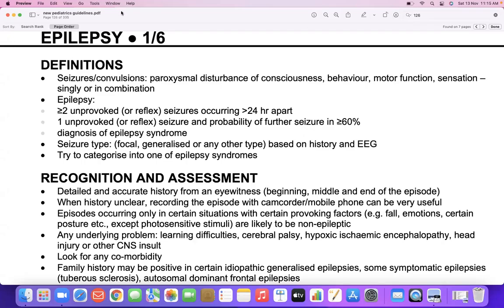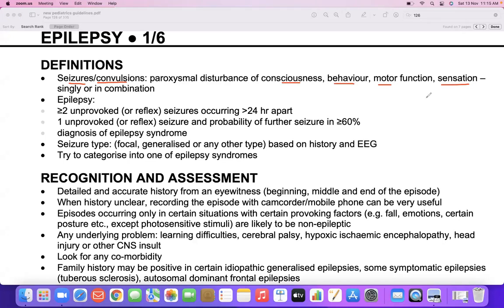Okay, let's start. For the definition of epilepsy, first you should know the other names of epilepsy. Sometimes they are called seizures or convulsions. These are the two names. So when you label a person as having epilepsy, you should have some concept here: either there should be a disturbance of motor function, sensation, behavior or consciousness.